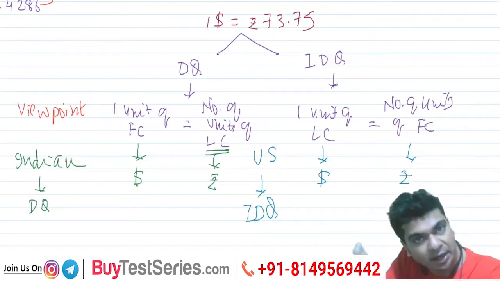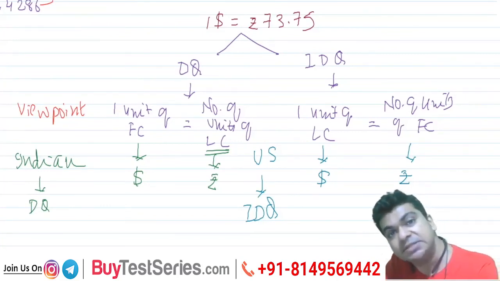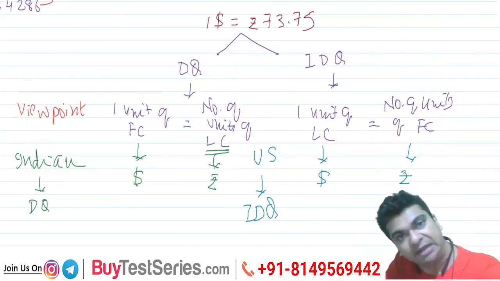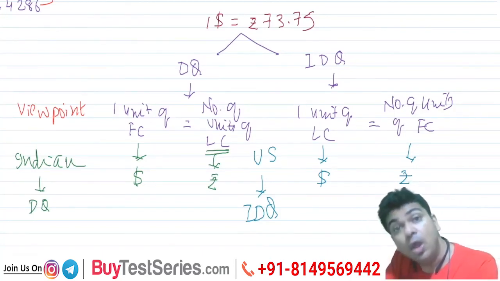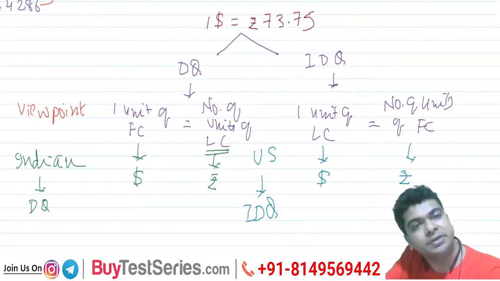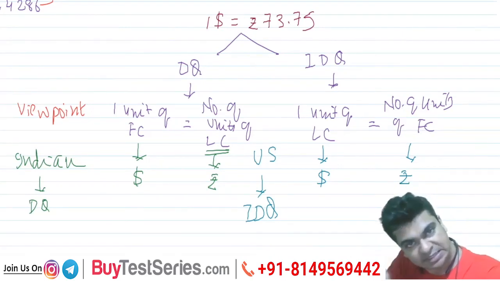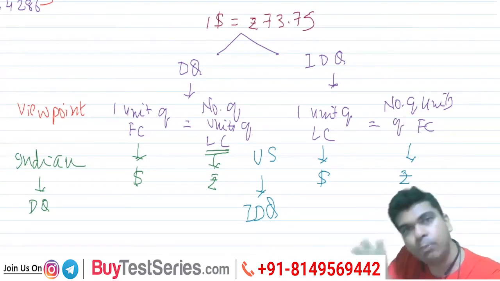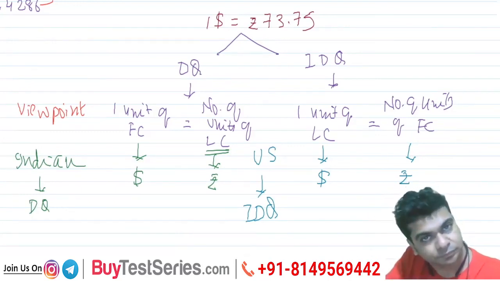I hope you agree with me, right? What I am trying to suggest to you is that it is the viewpoint which will decide whether it is a direct quotation or an indirect quotation. No quotation is universally direct. No quotation is universally indirect. Viewpoint decides whether it's a direct quotation. Viewpoint decides whether it is an indirect quotation.